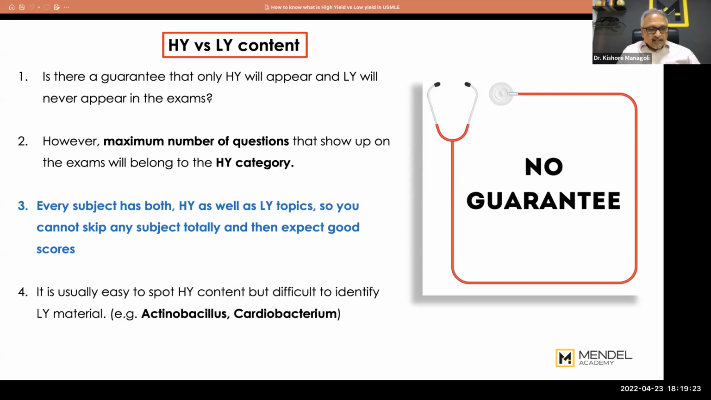It is usually easy to spot high yield content, but it is very difficult to identify low yield material, which I have already told you, but I can tell you two examples of low yield material, which is low yield come what may. It is definitely low yield because it has barely any clinical relevance. Actinobacillus, both of them are examples from microbiology. Then you have the cardiobacterium, which barely causes any kind of disease. So they are low yield from any perspective.